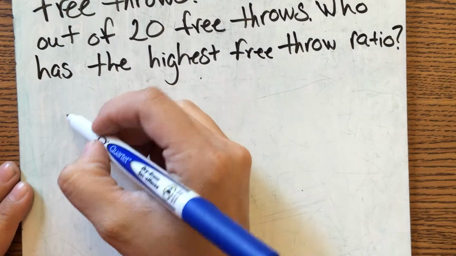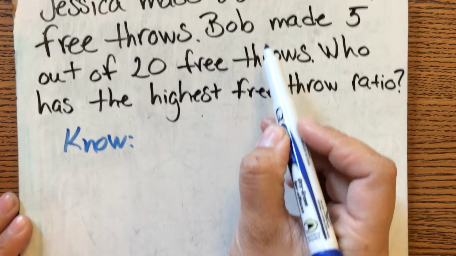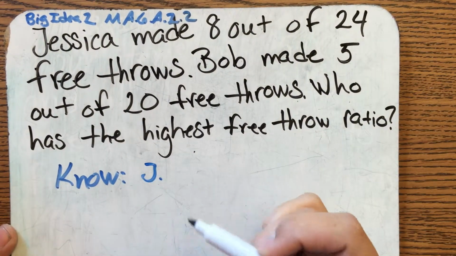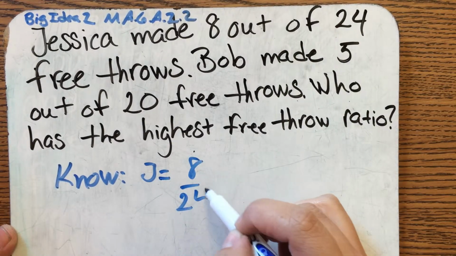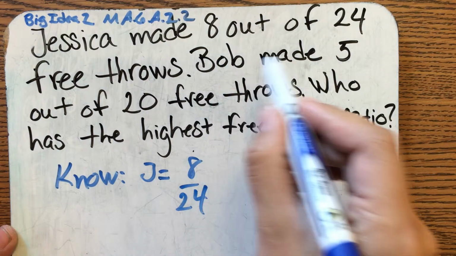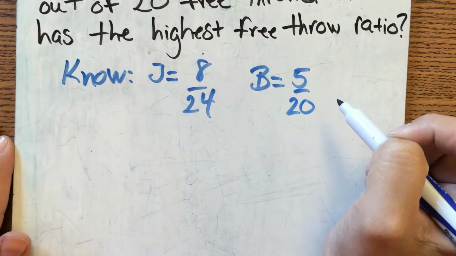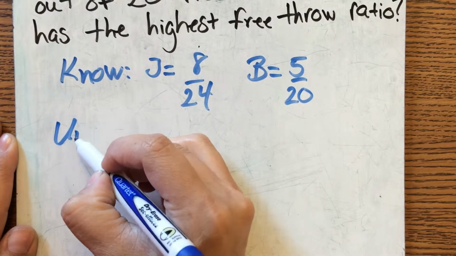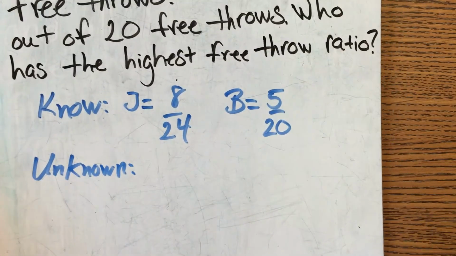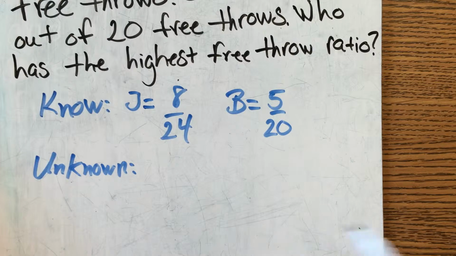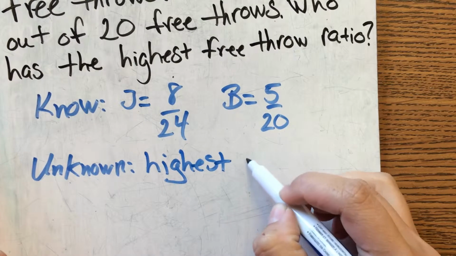Let's set up our known and our unknown. What do we know about this problem? We know that Jessica, I'm just going to abbreviate her as J, made 8 out of 24. And we know that Bob made 5 out of 20 free throws. What do we not know? Unknown. Who has the highest ratio of free throws? We don't know the highest ratio.